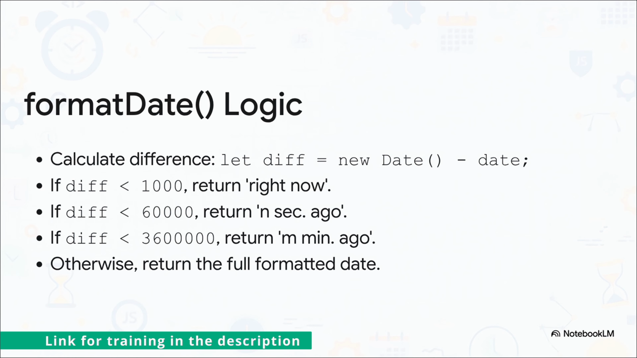First, we get the difference in milliseconds. Just subtract the old date from a new date. Simple. Then it's just a chain of if checks. Is the difference less than a second? Then it's right now. Is it less than a minute? Cool. We'll calculate how many seconds ago it was. Less than an hour? We'll figure out the minutes. And if it's older than that, we just fall back to showing the full date. It's a perfect little example that uses date creation, subtraction, and some simple logic.